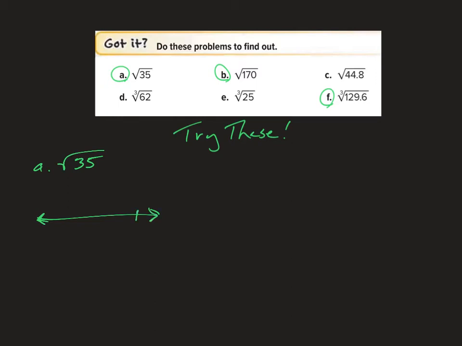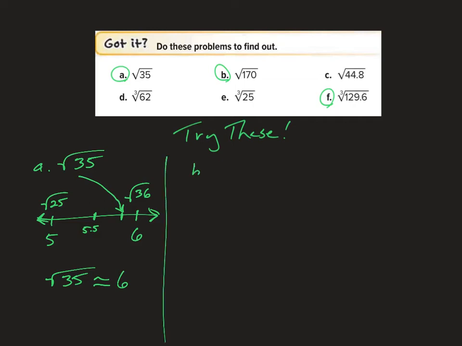So I know that the square root of 36 is larger, and that value is 6. And then the square root of 25 is smaller. That value is 5. There's my halfway point. So obviously, the square root of 35 is going to be closer to the square root of 36. So the estimate for the square root of 35 would be approximately 6.